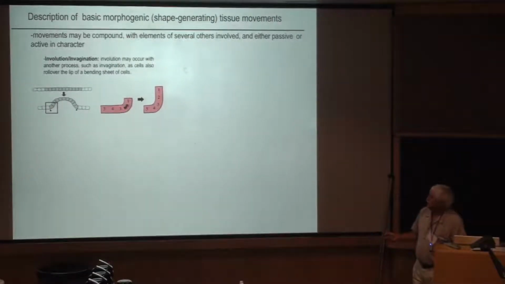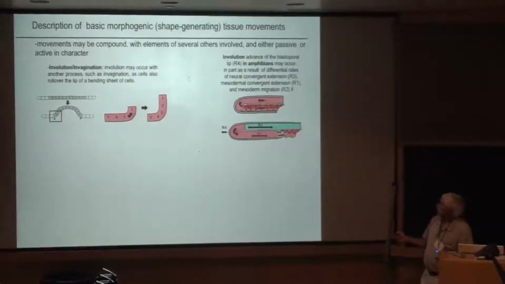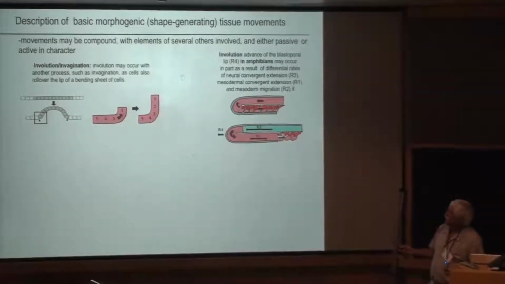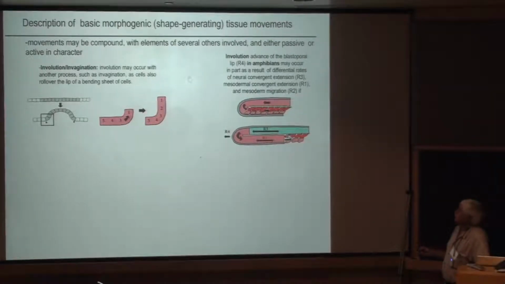You have combinations of these things. Sometimes you have an invagination, but at the edges of it, it will roll over the lip. The kinematics of this is important if you're actually going to figure out how it works, because these things mechanically are not the same thing at all. Just a simple bending versus a bending and a rolling.